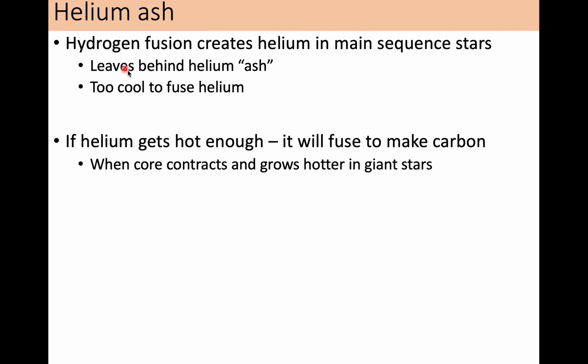Originally, as a main sequence star, it's too cool to fuse this helium. Later in its life, if that helium gets hot enough, it will begin helium fusion. Helium fusion then creates carbon. As this core is contracting, becoming more and more compressed, it's going to grow hotter. The larger the star, the hotter the core will be able to become. So helium fusion beginning actually depends on the star's mass. If the star is large enough, this helium fusion will begin due to the compression of the core.